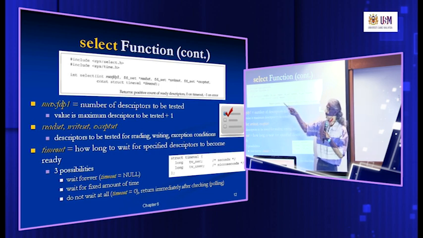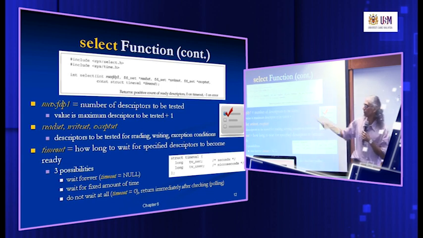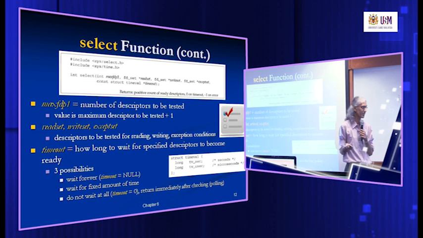So it returns a positive count of ready descriptors. It returns 0 on timeout, or negative 1 on error. If timeout, that means time expired and none of them is ready, then it will give you a value of 0.